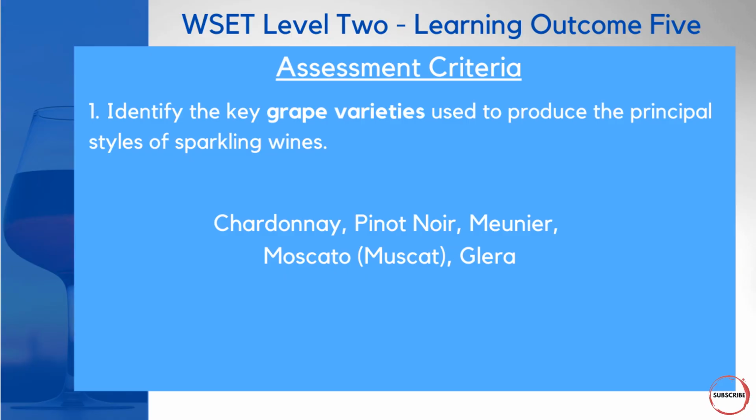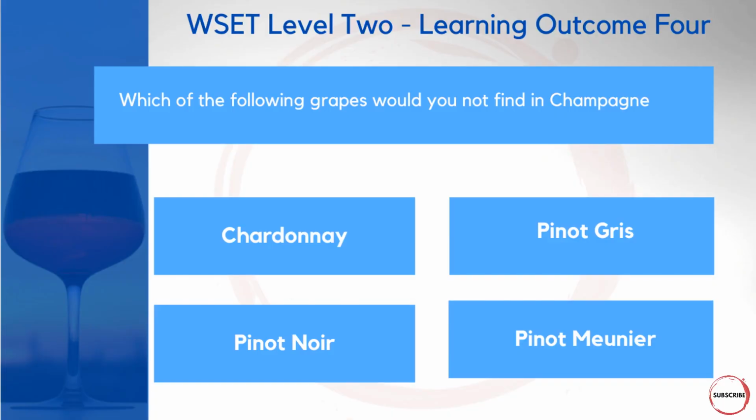Assessment criteria 1 therefore is all about identifying the important grape varieties used in sparkling and fortified wines. You're going to be learning that Chardonnay, Pinot Noir and Pinot Meunier will contribute to the production of certain sparkling wines. Moscato, sometimes known as Muscat, contributes to sparkling wines, as well as Glera, which of course is used in the production of Prosecco. And so some typical examples of questions you might expect to get, which are based around the grapes used in different styles of sparkling wines, are as follows.